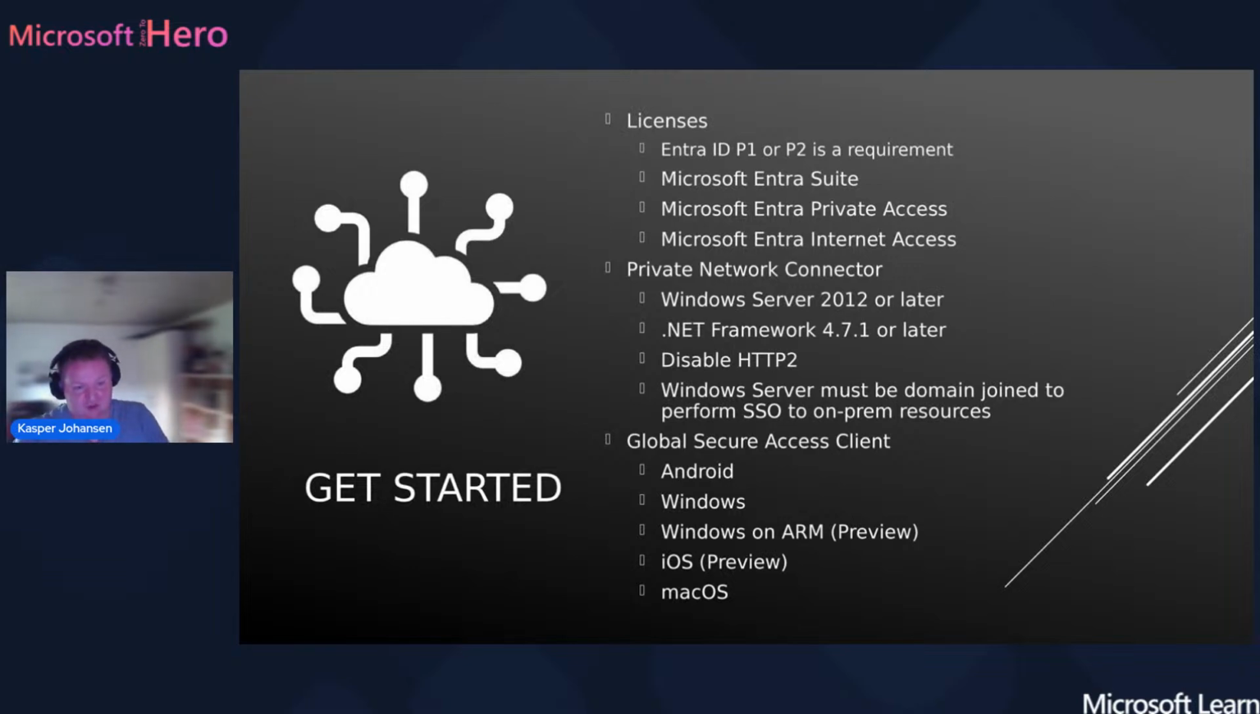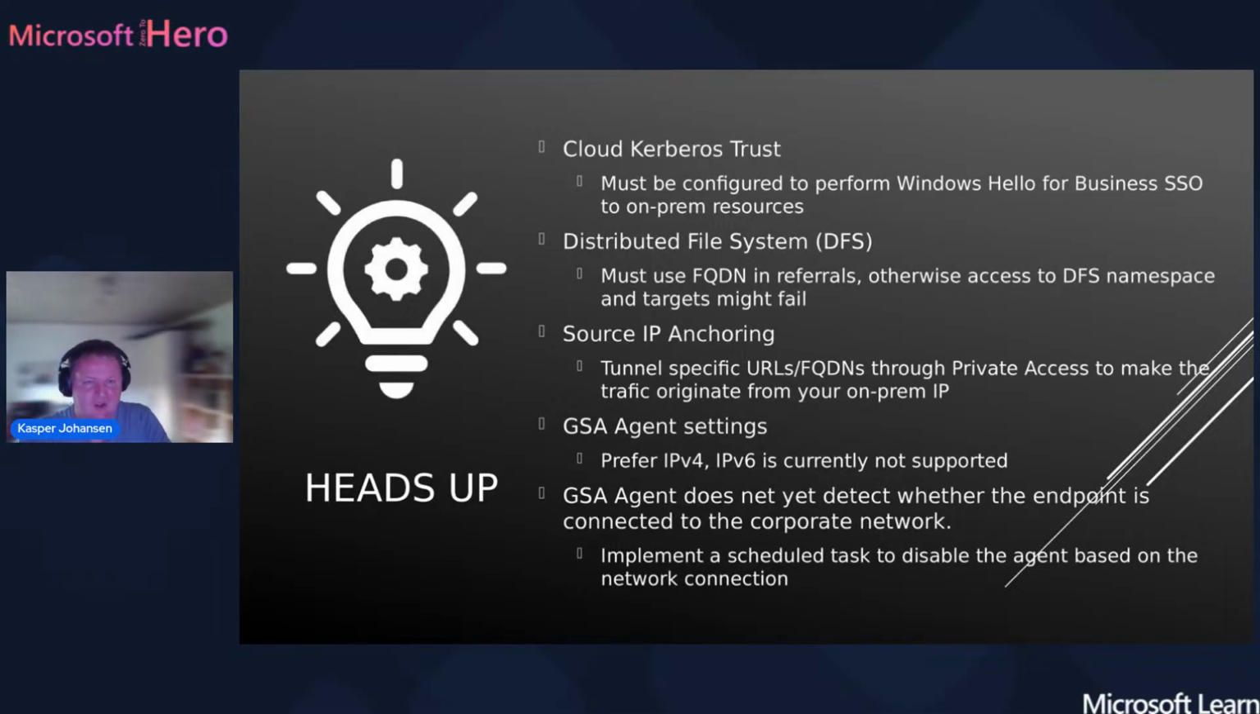It is also in preview on iOS, and it's also working very good in macOS. I've tested that myself, and obviously also tested it in Windows and Android. Unfortunately, I don't have an ARM machine and I don't have an iOS device to test. We will need the Cloud Kerberos Trust feature enabled in Active Directory combined with the Entra ID for us to be able to have single sign-on.